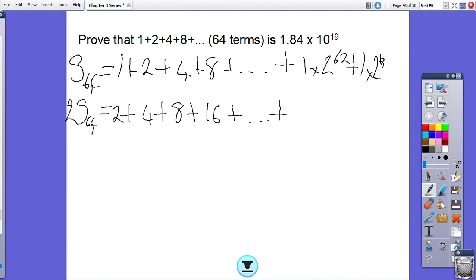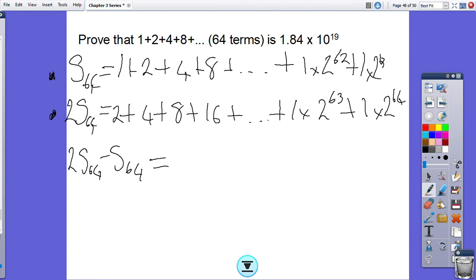Now 1 times 2 to the 62 is 1 times 2 to the 63. And 1 times 2 to the 63 times 2 is 1 times 2 to the 64. So what I am going to do now is take this equation here and take away from it this sum here. So I'm going to get 2 lots of s64 minus 1 lot of s64.